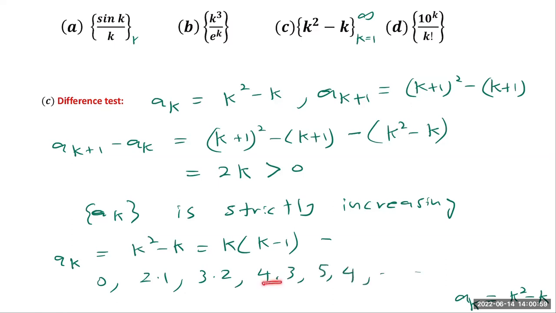As you can see, terms are growing, right? They are getting larger and larger. See, this is 4 times 3, 5 times 4, then 6 times 5, so on and so forth. These terms of this sequence are getting arbitrarily large as k is getting larger. Okay, so it's not bounded. The sequence a_k is not bounded.